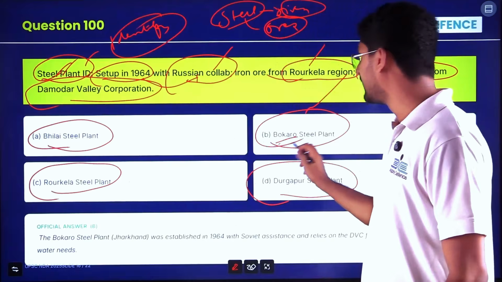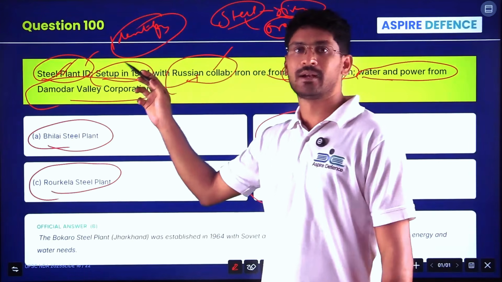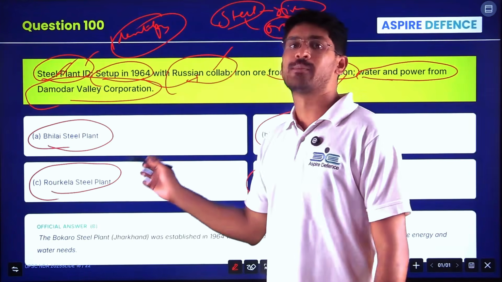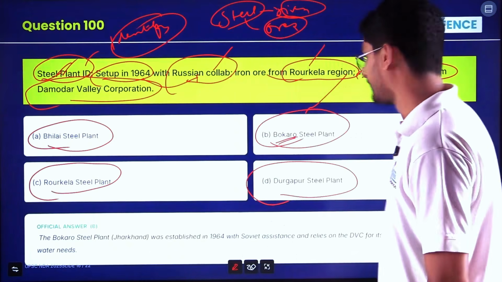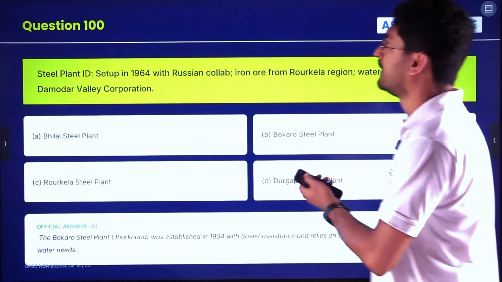Here the answer is option B. First you have to map all the important minerals and you have to know about the options asked in the NDA exam also. Clear, my friends? Next.